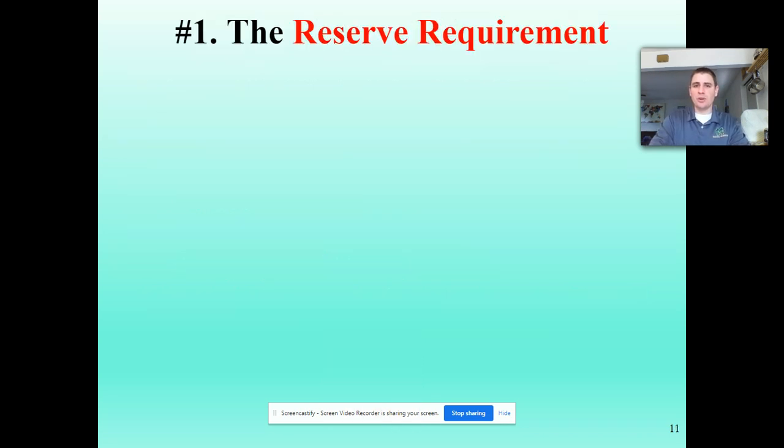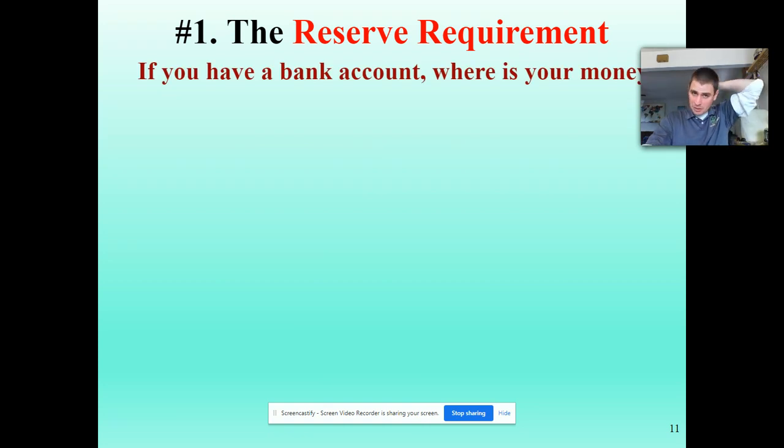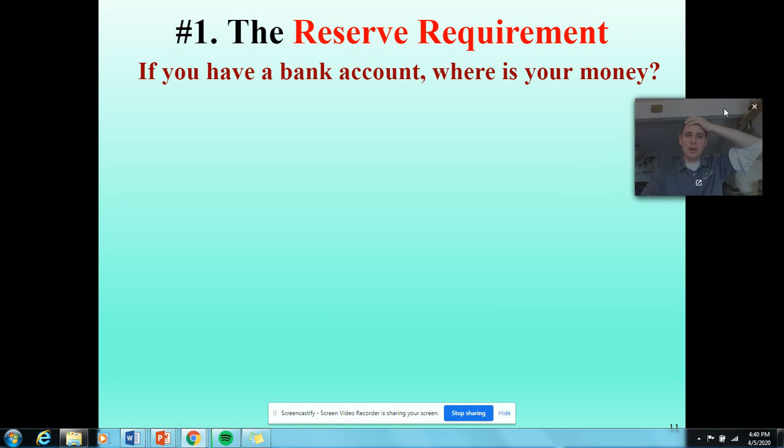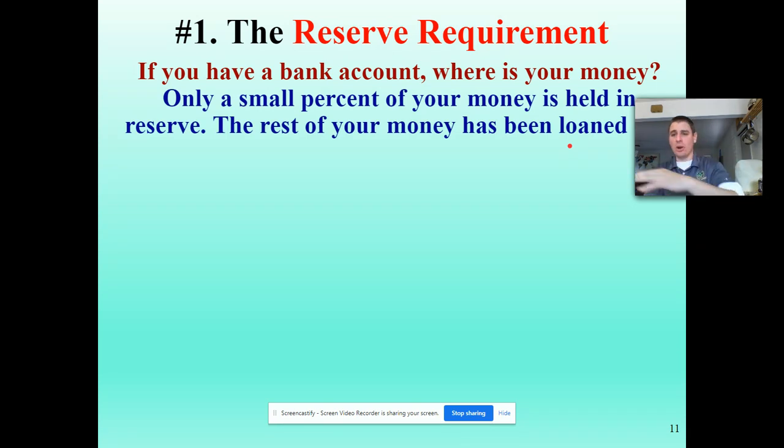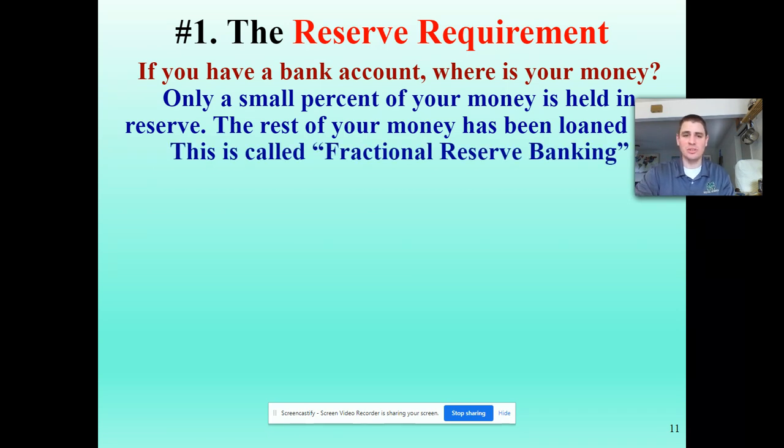So number one is the reserve requirement. And remember, if you have a bank, where is your money? Well, does the bank store all of the money that you deposit in demand deposits? Hopefully from the previous PowerPoint, you realize, no, they don't. They only hold on to a fractional banking, right? They're going to hold on to a part of it. This part that they have to hold on to is called the required reserves, right? The other part that is going to be in excess, that's what's going to be loaned out. So only a small percent of your money is held in reserves. The rest of your money has been loaned out. This is called fractional reserve banking.